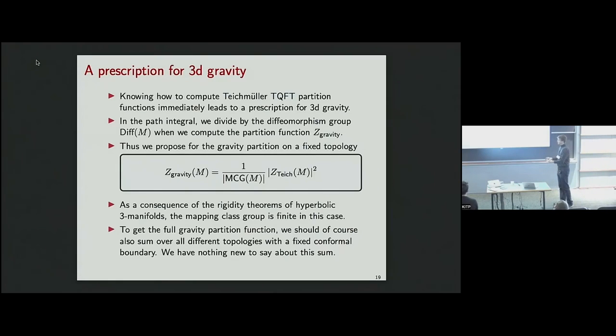And finally, there's, of course, also the important issue that to get the full gravity partition function, we should sum over all different topologies with fixed boundary condition. And we don't have anything useful new to say about the sum, so I won't really mention it very much.